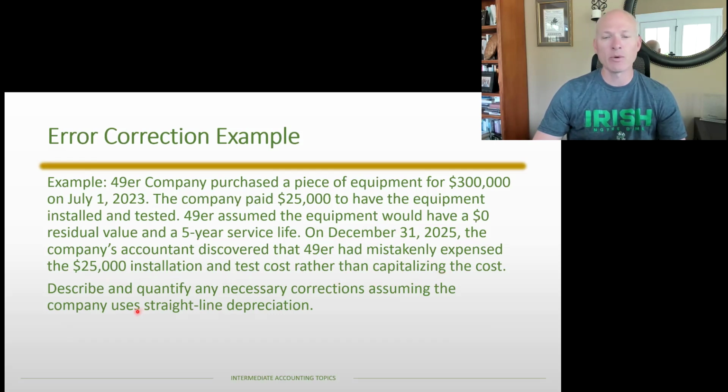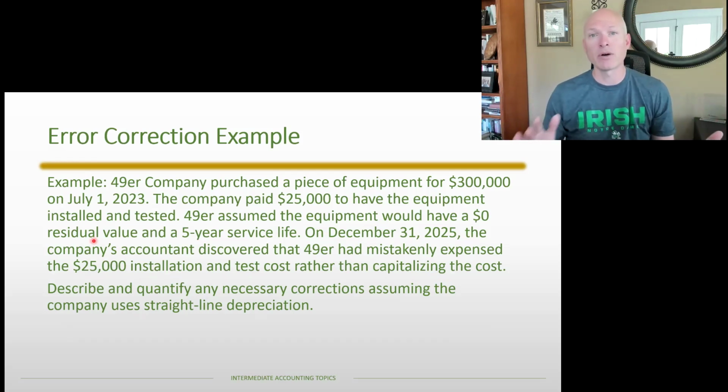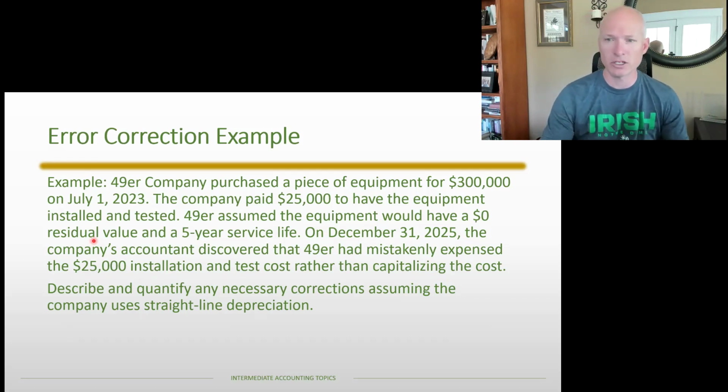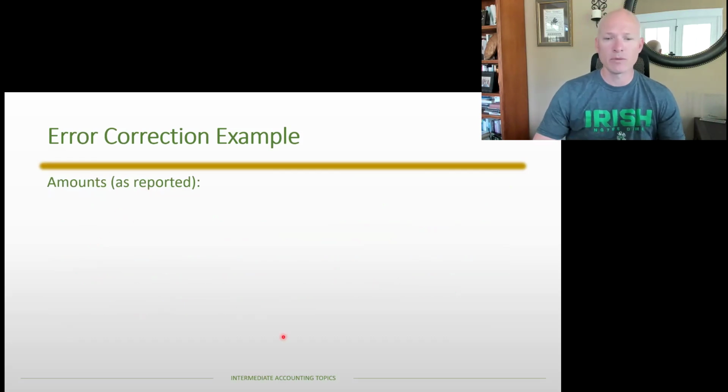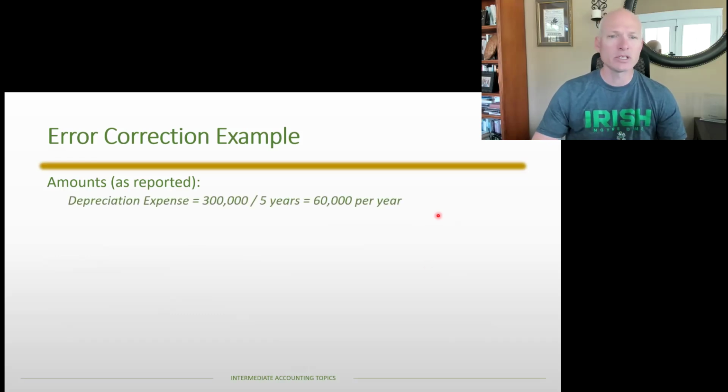And so now they're going to walk through and say, okay, we need to correct this error. We need to basically retrospectively go back and say, okay, we need to act as if we had capitalized this cost all along and make those corrections. And so, first of all, we need to understand, okay, what did we actually report? What was the original reported amount? And the answer is they would have reported $60,000 a year in depreciation expense. Now, again, that's an annual depreciation number.